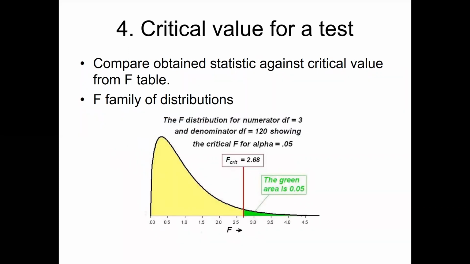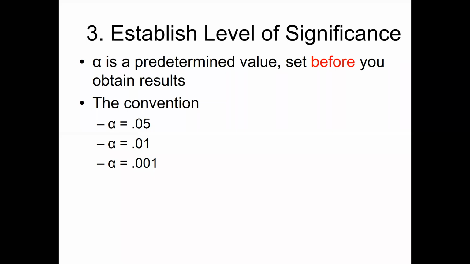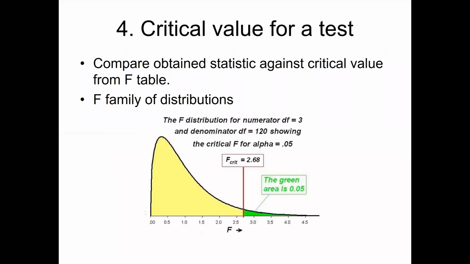So once you have your alpha level, then you can find a critical value for a test. In SPSS, your output will give you the exact probability of your finding, which you then compare to your alpha. But if you're not using a statistical package, then you're probably going to set a critical value, which your obtained statistic must exceed. And the critical value is based on the comparison distribution for the test of the omnibus null hypothesis.